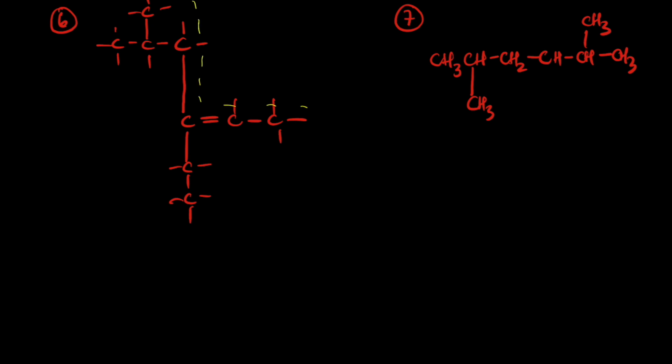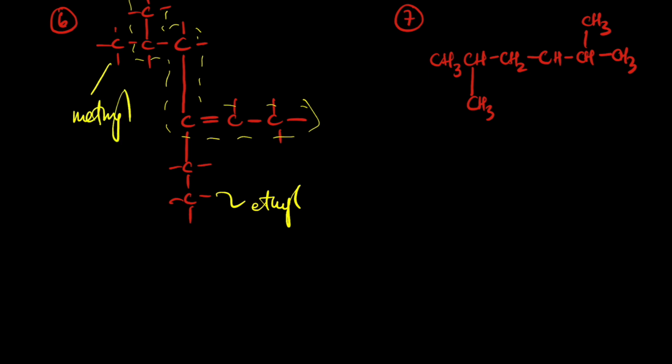So now we have branches. This one is a what? It's an ethyl, and this one is a methyl. We have two branches. So we have one end, and this is our longest chain. So we have this end and this end.